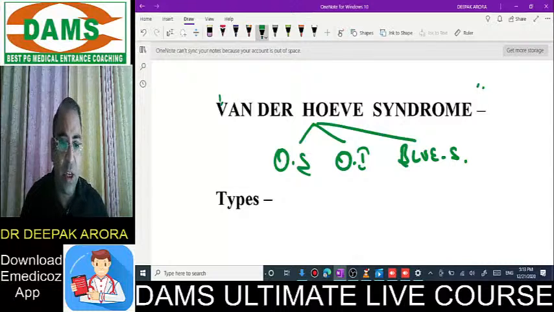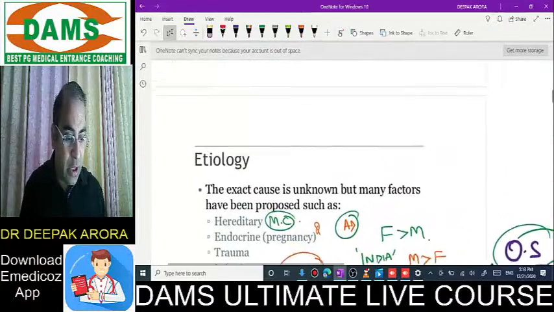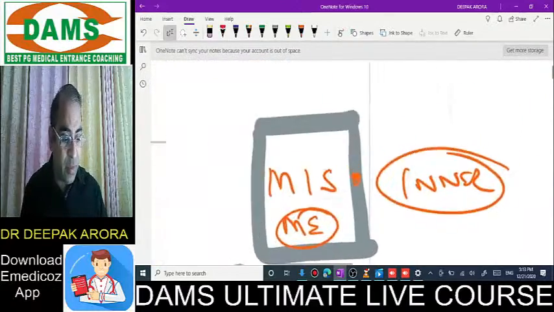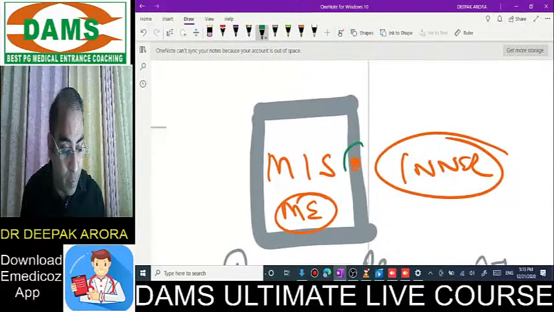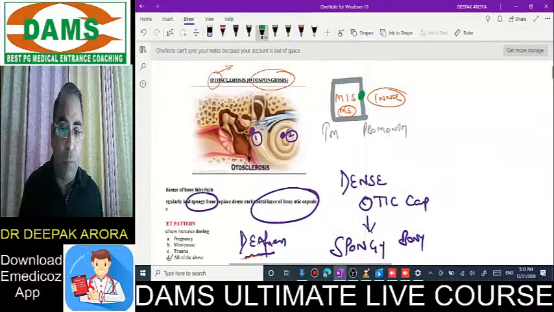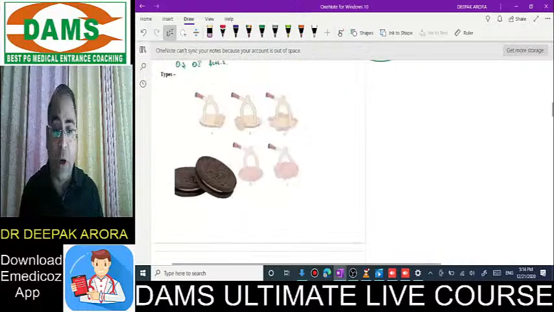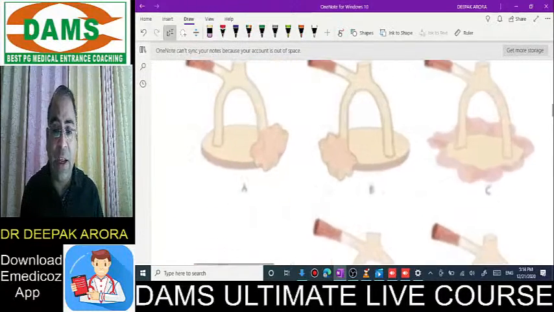osteogenesis imperfecta, blue sclera. Now coming on types of otosclerosis, what we have learned, its most common site. Where is the most common site? Most common site is here, promontory. It is the promontory segment, a medial wall of the middle ear. Now I am giving you 5 options when the sclerotic focus is on the anterior part of the promontory.